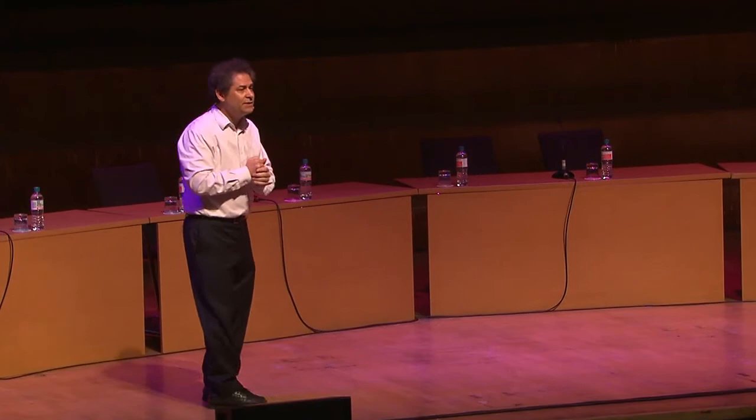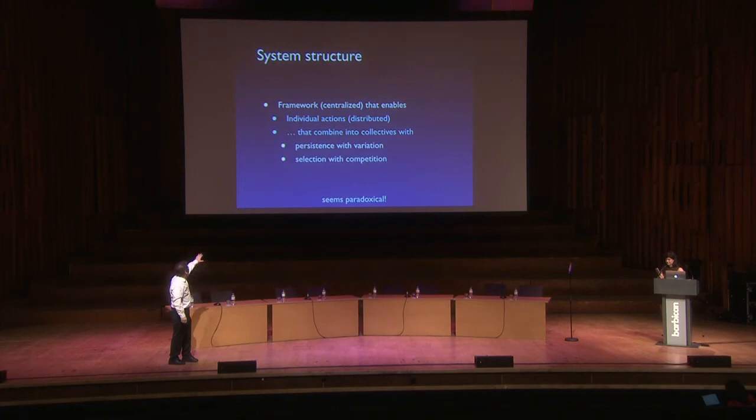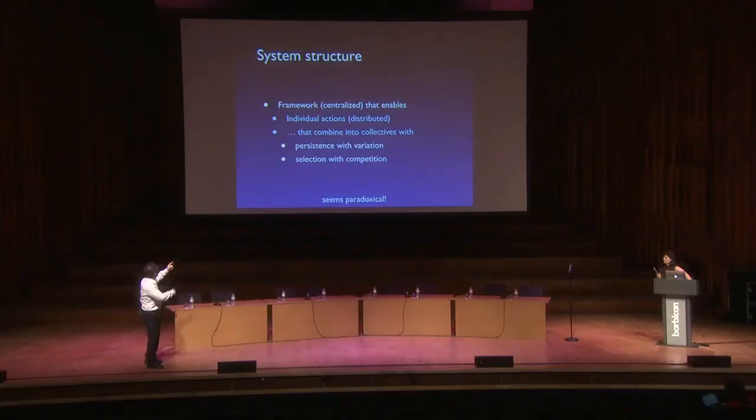So how are these systems structured? So first of all, there's some framework. It's a centralized framework, it's consistent across the system. But that framework enables individual actions, which are distributed, and they combine into collective behaviors through the mechanisms that we often associate with evolution: persistence, or heritability, with variation, selection, with competition. Now, I want to point out something. A lot of the words here are contradicting each other. Centralized with distributed, individual with collective, persistence with variation and selection. These things are contradictory. They really are. And they coexist in this system.